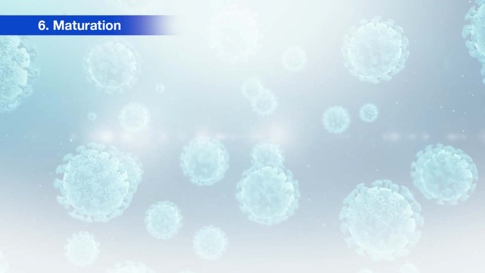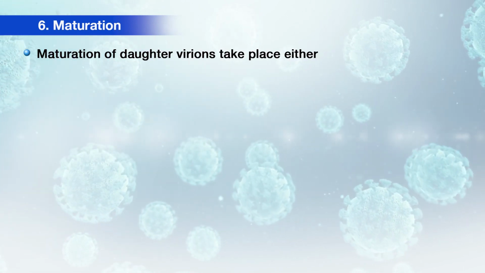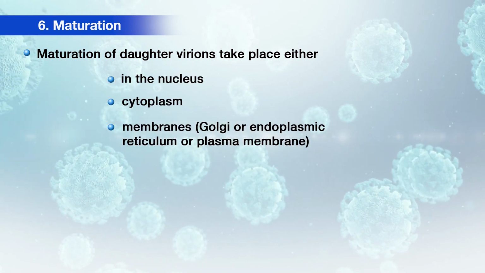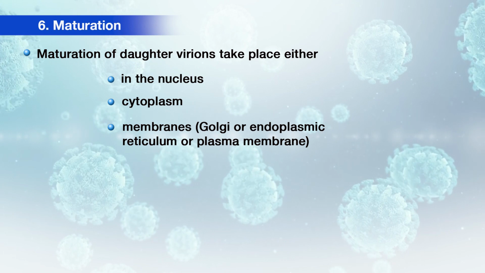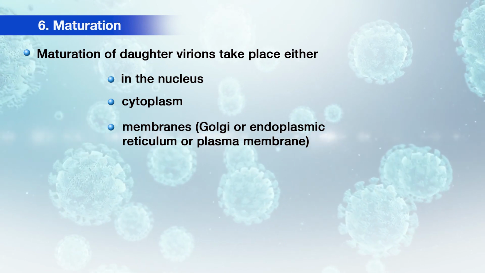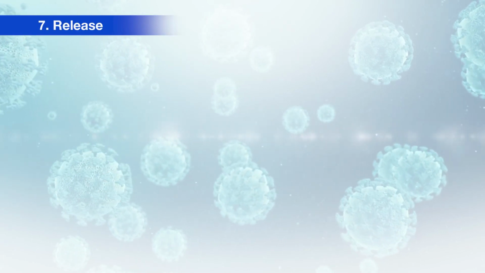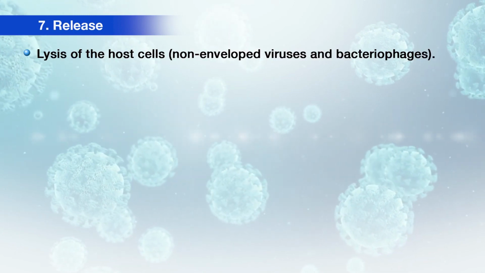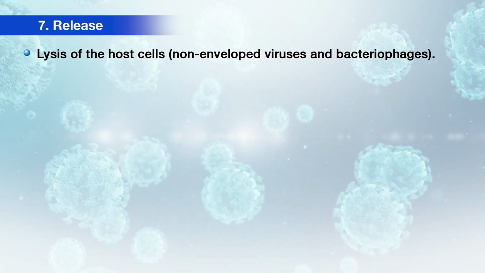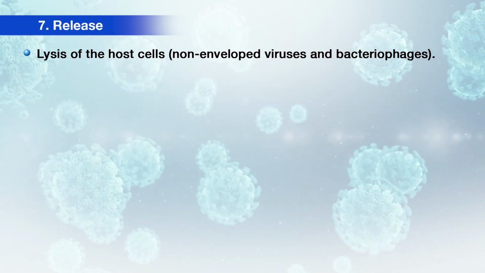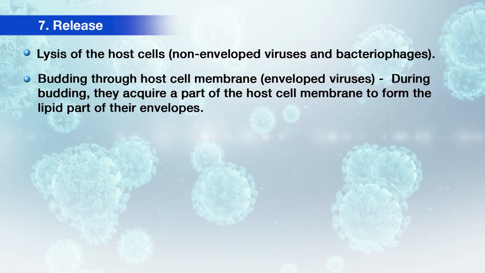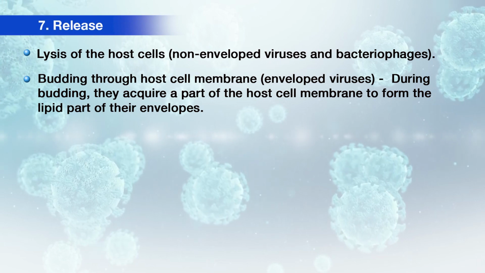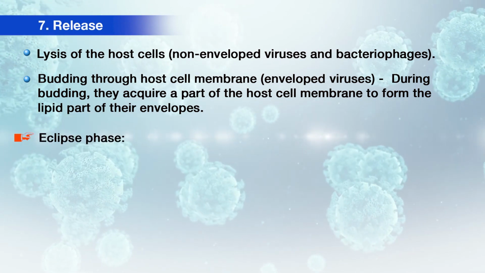In maturation, after the assembly, the maturation of the daughter virions takes place either in the nucleus or cytoplasm, or in the membranes, the Golgi or endoplasmic reticulum or the plasma membrane. Thereafter, the last step is the release of the daughter virions. It occurs through the lysis of the host cells, which forms non-enveloped viruses or bacteriophages, or through budding from the host cell membranes, which leads to the formation of enveloped viruses. So there is a phenomenon called the eclipse phase.